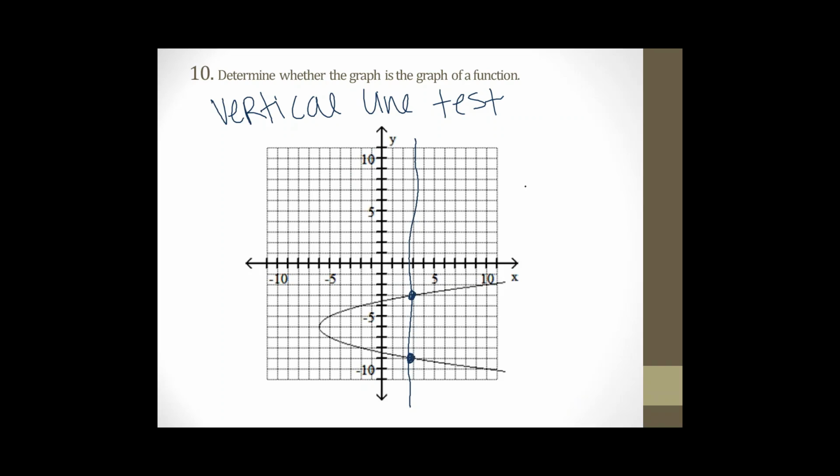So this would not be a function. And for this particular graph, there's so many places it fails. Anywhere you draw a vertical line that crosses this graph, it will cross the graph more than once. So it fails the vertical line test, so it is not a function. Let's move on to the next question.